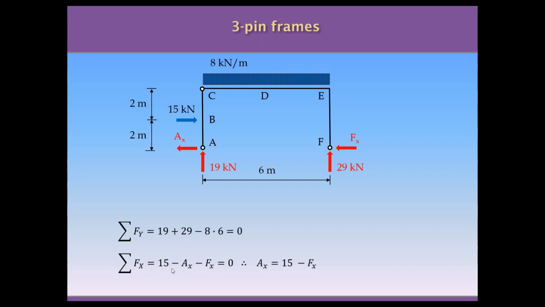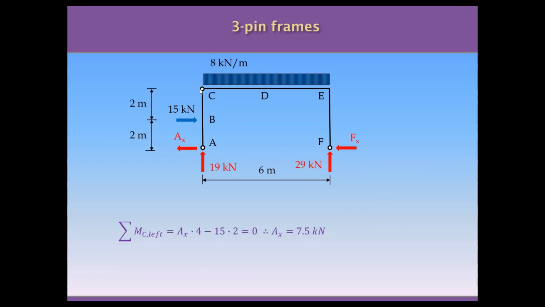When we want to use the summation of forces in the horizontal direction to establish the value of the horizontal reactions, we find that there are 2 unknowns and only 1 equation, so we cannot resolve this equation. But we can use the summation of moments at the point C that is equal to 0 by definition, because this is a hinge that allows rotation. So doing the summation of moments at C to the left, we can work out the value of the reaction AX, and doing the summation of moments at C to the right, we can work out the horizontal reaction at the point F.